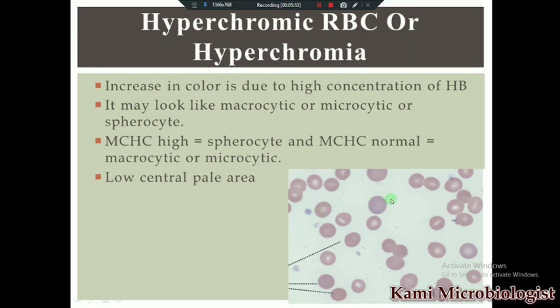and some of the RBC are microcytic and some of them are macrocytic, but it will depend upon the value of the MCHC. Okay, you have to notice the value of the MCHC, then you will easily understand whether it is spherocytes, macrocytes or microcytes.